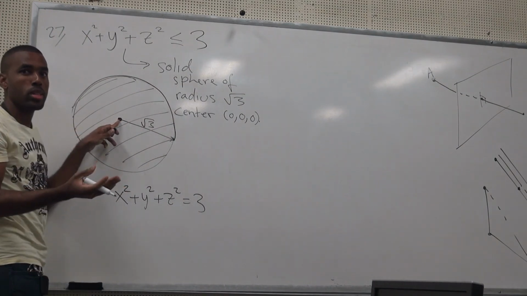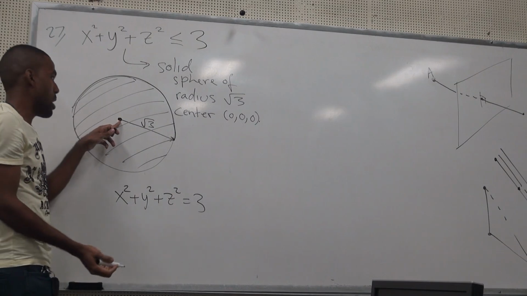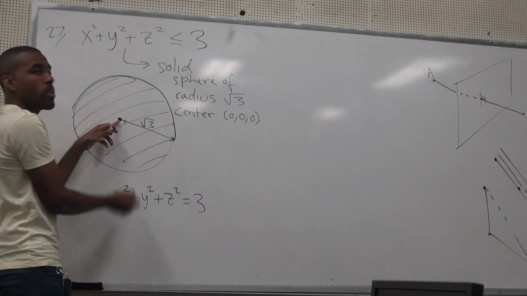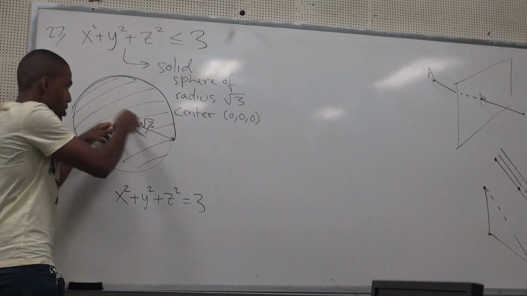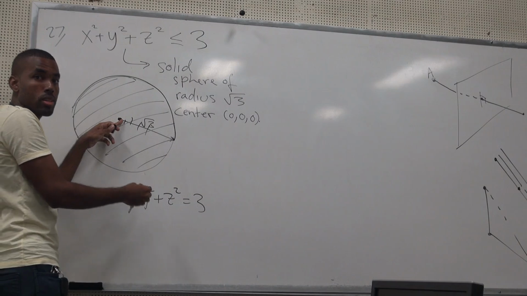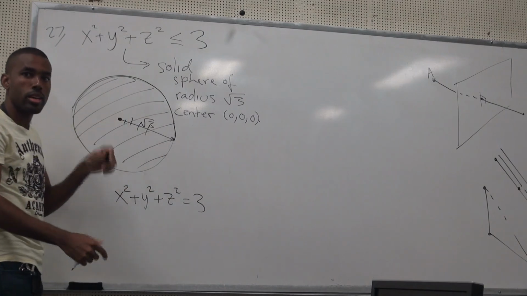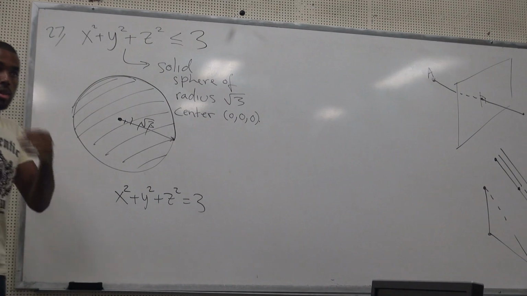But what if I want all points that are less than or equal to 3? I also want all the points that are this far from the center, and that far from the center, that far from the center. They're going all the way out to radical 3. So it's taking all the points on the inside as well. Oh, okay, I understand. Right, so it will be a solid.